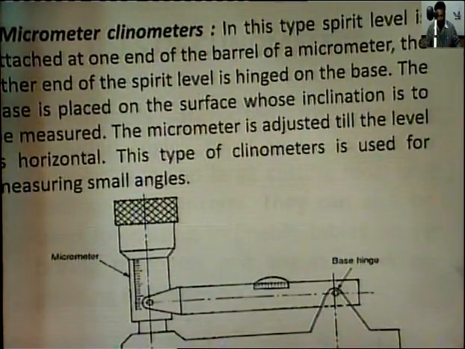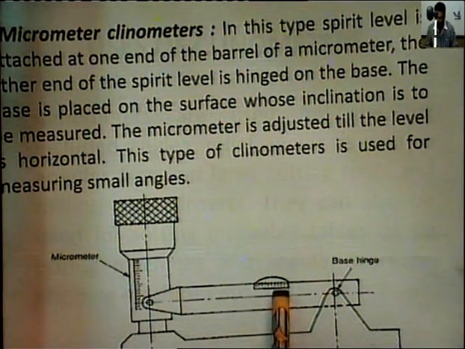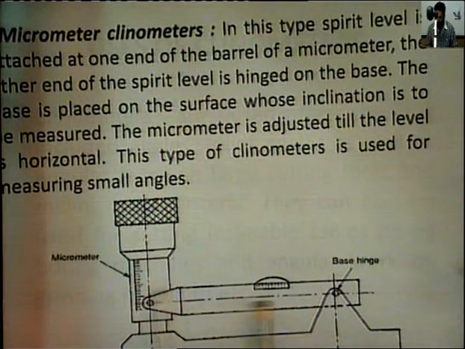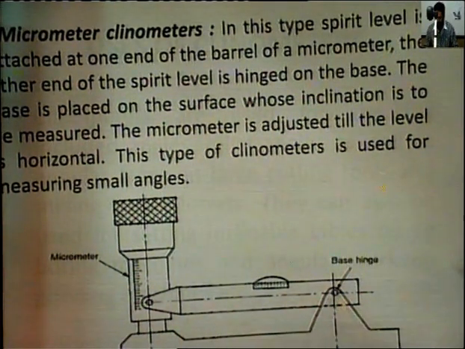The other clinometer is the micrometer clinometer. In this type, a spirit level is attached at one end of the barrel of a micrometer. So this is the barrel of the micrometer. The other end of the spirit level is hinged on the base.